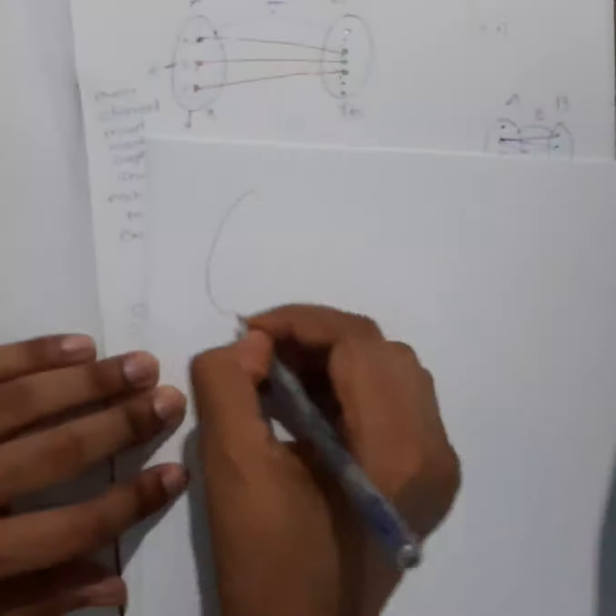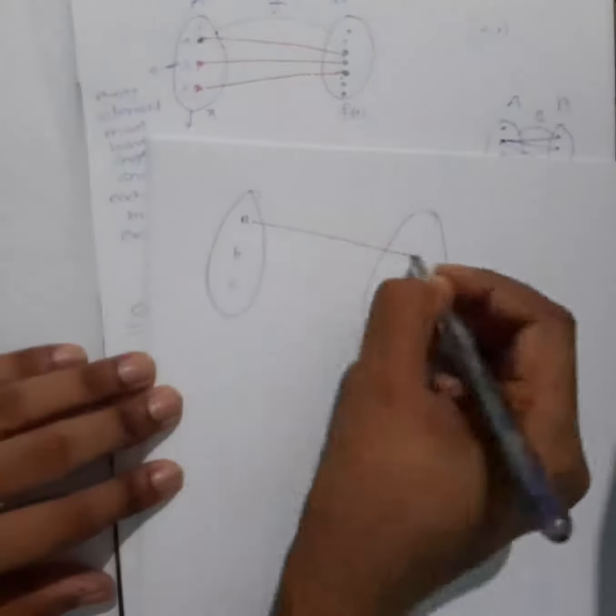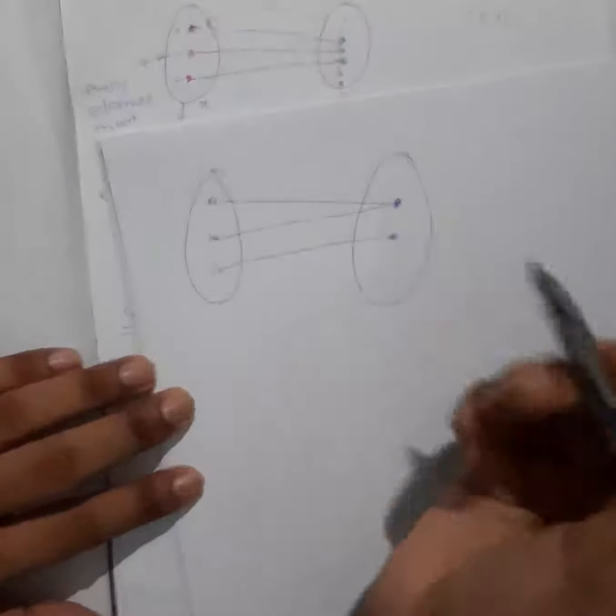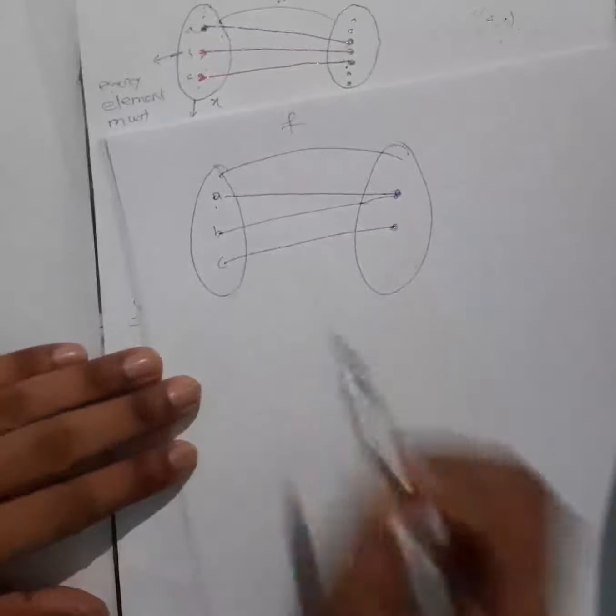If I ask you, A, B, C, is this a function or not? If a relation is defined like this, this is related to this, this is related, is this a function or not?